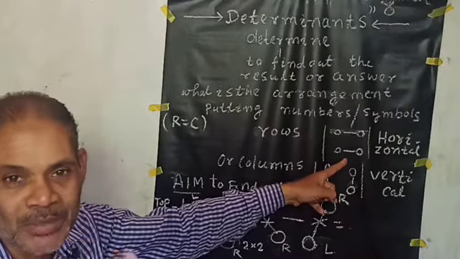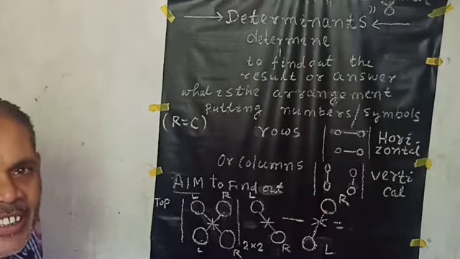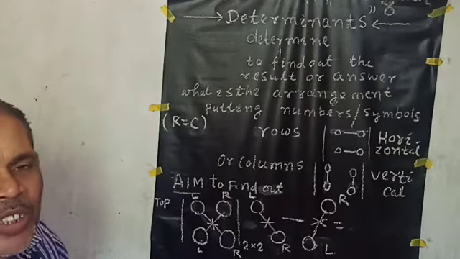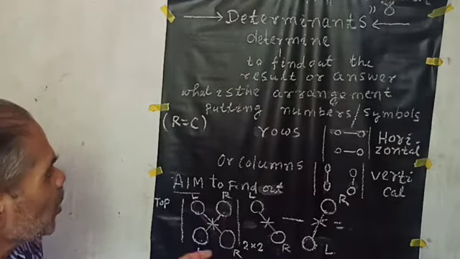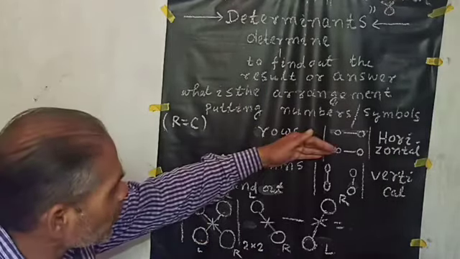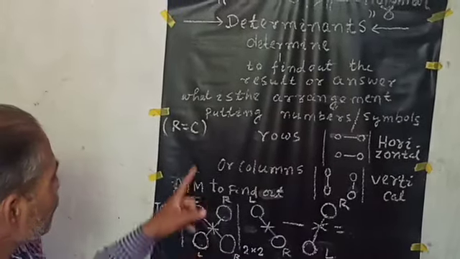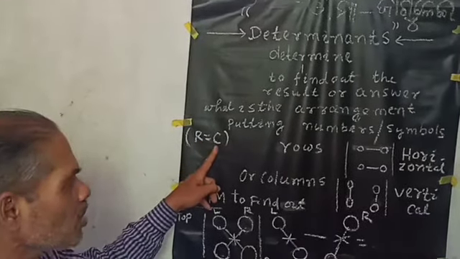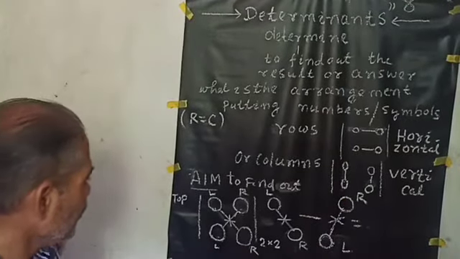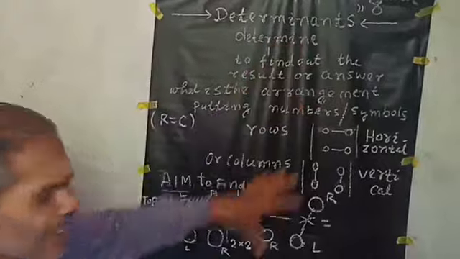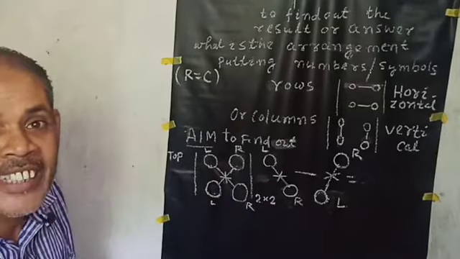Determinants are of two types in your lesson. Then in your higher study, it goes further and further, larger and larger. But in our study, the main thing is second order determinant and third order determinant. Then you proceed. Rows and columns are equal. That is the main thing you remember. Then the main thing is to arrange certain numbers or symbols only to find out the answer.